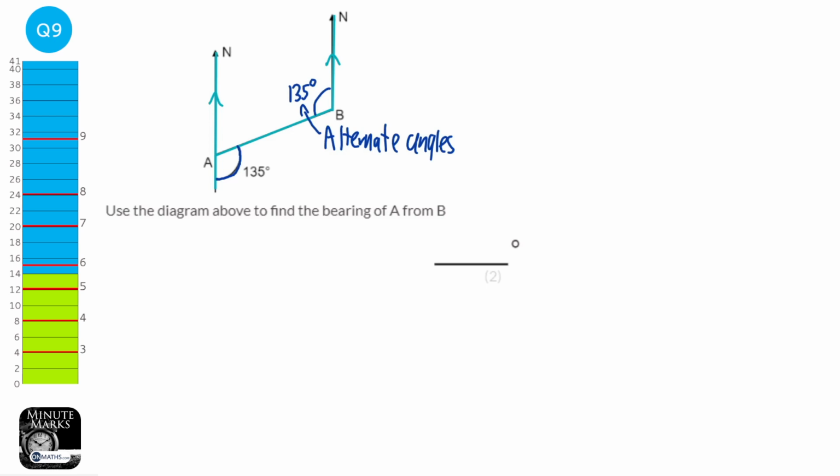And we know also that angles on a point add up to 360. So this red angle represents the bearing of A from B. And so to find this angle out, what we're going to do is just 360 take away 135.